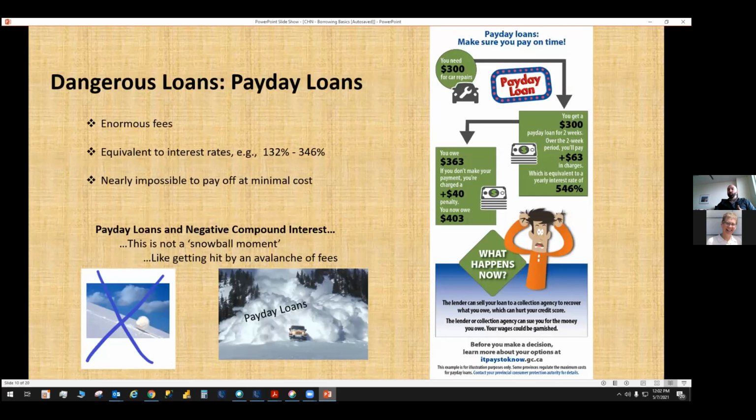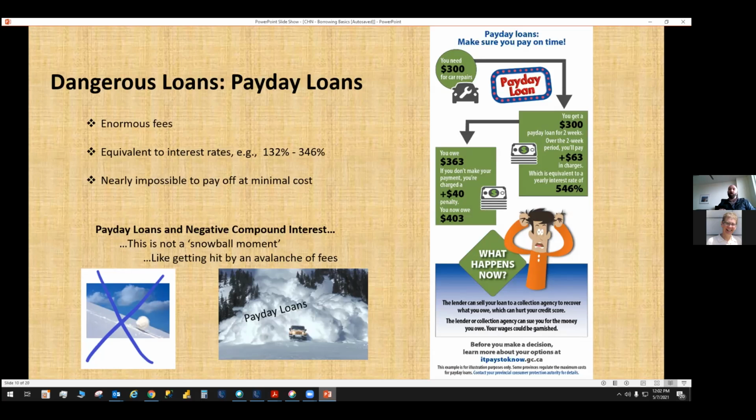I want to talk really quickly, I wanted to hit this. There's a third type of loan. It's rather dangerous, and I would encourage you to walk, not run, from payday loans.